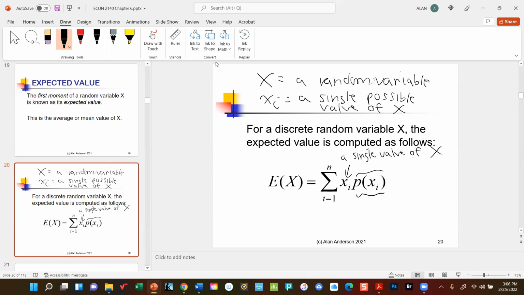This one, you can think of it as the probability of that xi. By multiplying these out and adding them up, we end up with our expected value of x, which is essentially the same thing as an average or a mean. So we're going to do that right now with our die rolling experiment. We're going to see what the expected number of evens is.